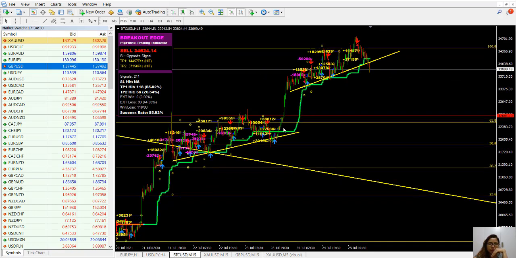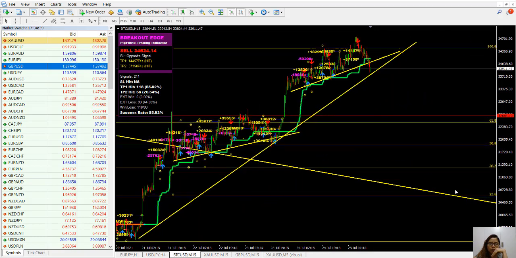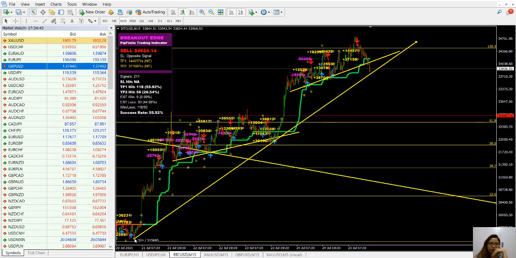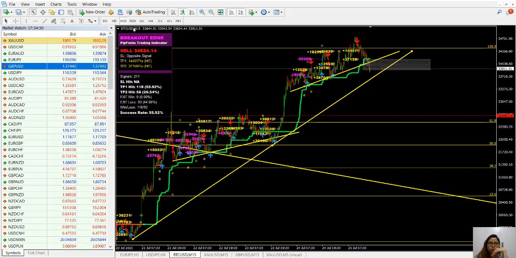But in 15-minute time frame, we could see right here, this was the trend line that has formed from these upward advance of the market. So let's see right here. For right now, it has broken this small trend line.